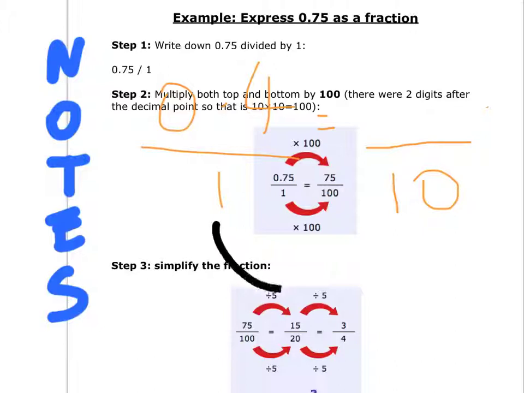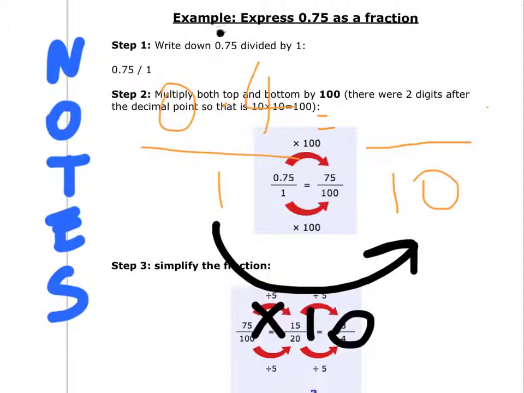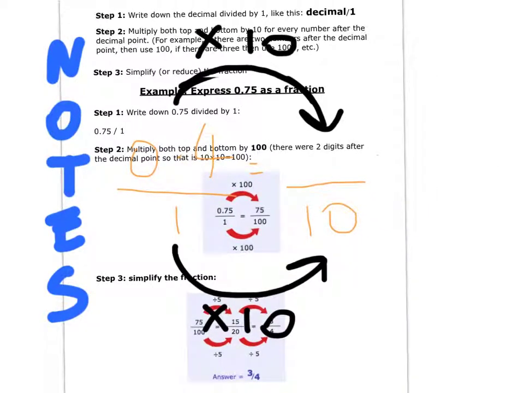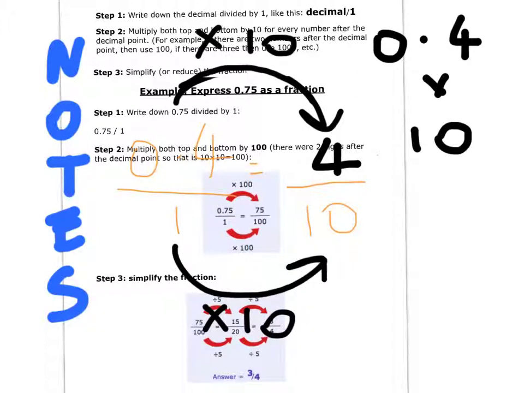Now, 1 times 10 equals 10, obviously. 0.4 times the same number, 10. 0.4 times 10 is 4, because 0.4 times 10 just means I'm going to move my decimal 1 place to the right, because I'm timesing. I'm not dividing now, I'm timesing. So 0.4 with the decimal moved 1 place to the right just equals 4.